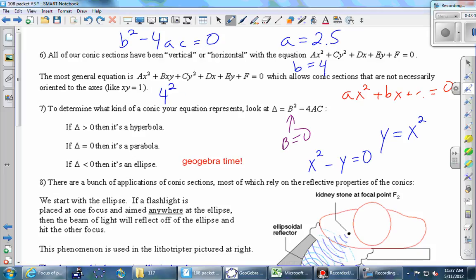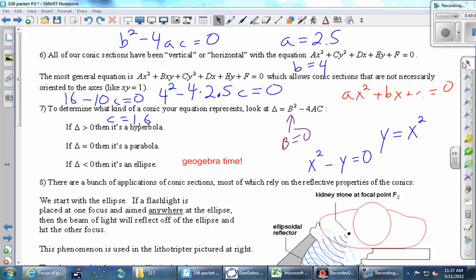So we're doing 4 squared minus 4 times the 2.5 times C is supposed to equal 0. 16 minus 10C. Is that right? Is equal to 0. So C is 16 over 10, 1.6. Okay, let's try. 2.5, 4, and 1.6.